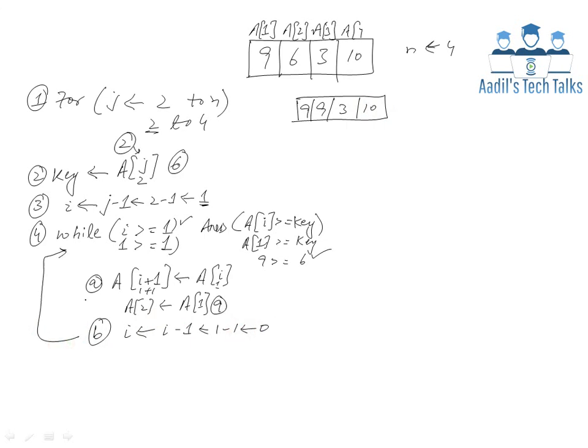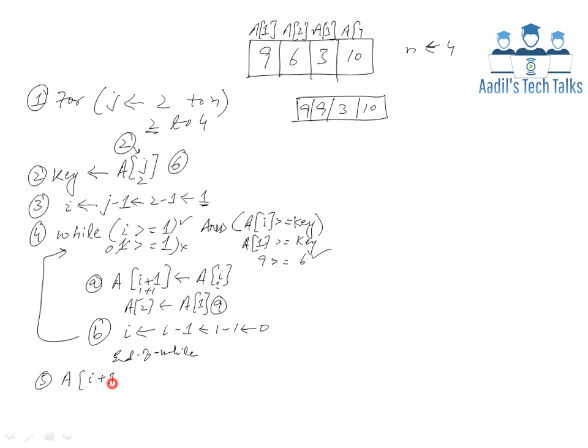Then we go back here. Now the value of i is 0. Is 0 greater than or equal to 1? No. So the condition is false. As the condition is false, the loop gets terminated. End of while loop.